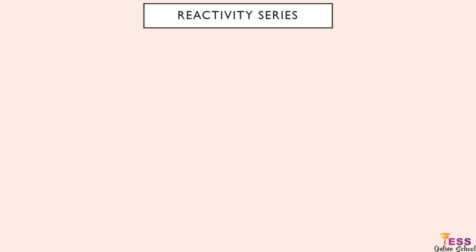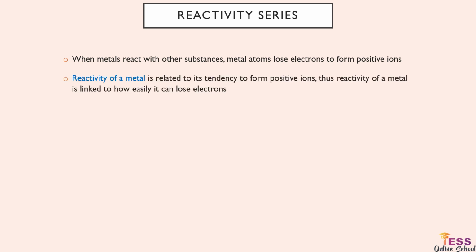Now, we have gone through the reactivity series and the order of metals it comprises in the video entitled Displacement Reactions and Redox in Terms of Electrons. Now, let's look at what we can learn from the reactivity series and its scientific background. When metals react with other substances, metal atoms lose electrons to form positive ions. The reactivity of a metal is related to its tendency to form positive ions. So essentially, reactivity is linked to how easily an atom can lose its electrons.